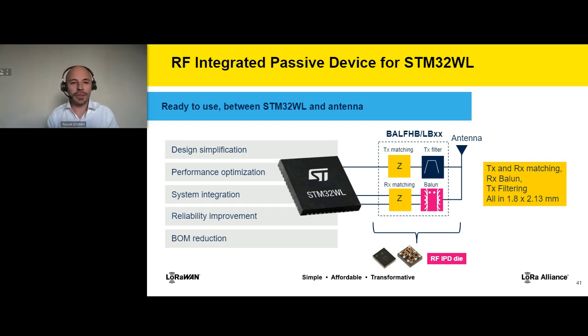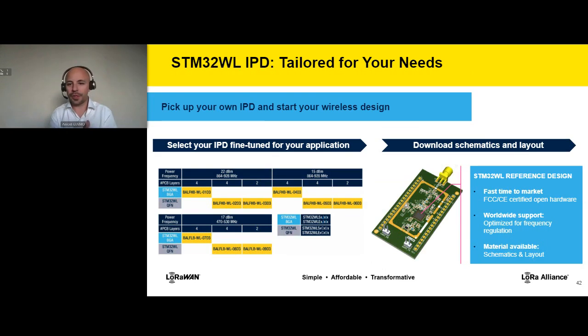So how to start with our IPD? First, you can select among the 9 IPDs according to your needs in terms of frequency regulations, WL package, PCB layers, and here you can select the IPD that you need. Then, when it's about developing the application, you can get access to schematics and layout and firmware based on our STM32WL reference designs that are available online.